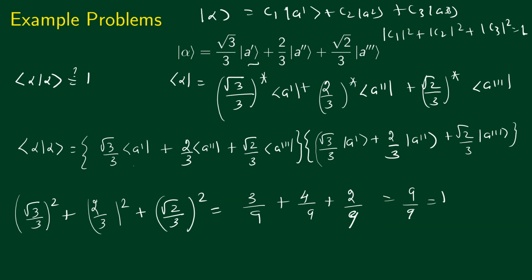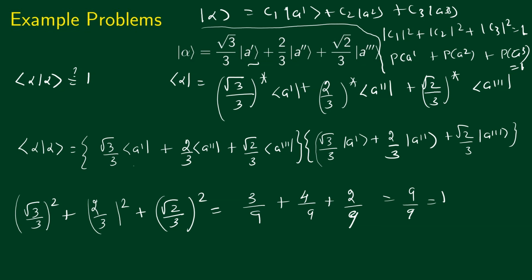Now in quantum mechanics, we interpret these modulus squares as probabilities. So modulus C1 square is the probability of measuring an eigenvalue a1, modulus C2 square is the probability of measuring an eigenvalue a2, and modulus C3 square is the probability of measuring an eigenvalue a3. So what does the normalization condition here mean?